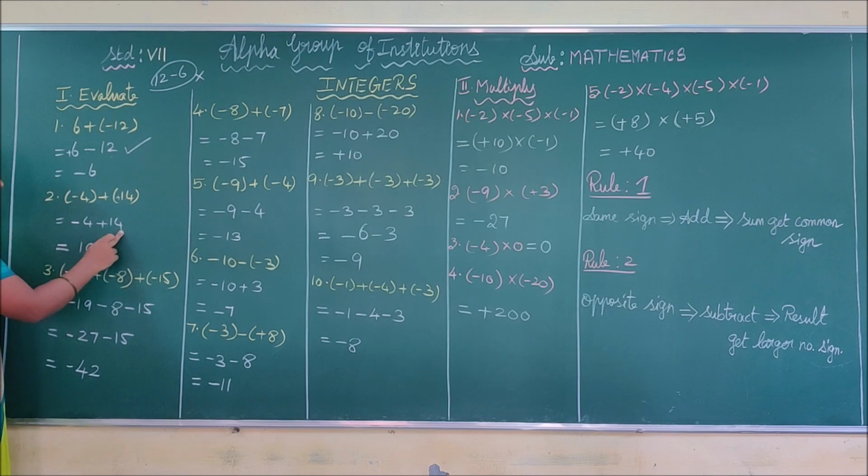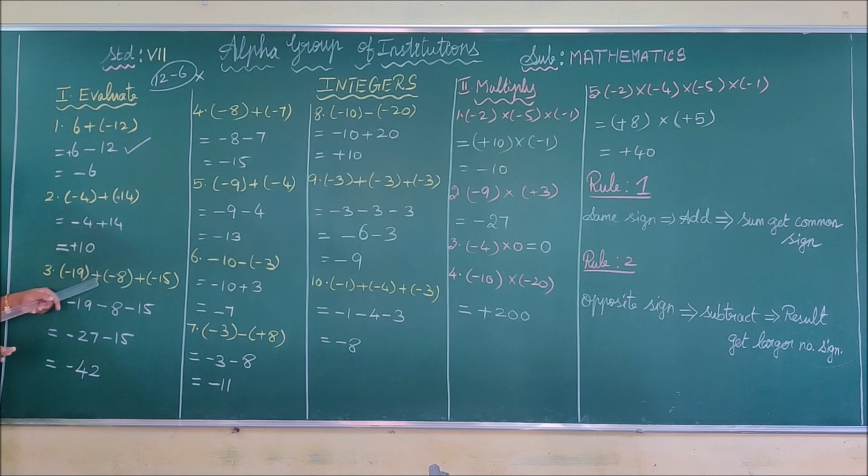10. What is the large number among the 4 and 14? 14. What is the symbol for 14? Plus. Thus the result takes the symbol plus 10. You can also write simply 10 or you can also use the symbol plus. Both are right. Okay. See the next one.